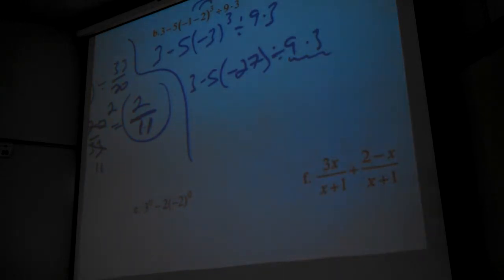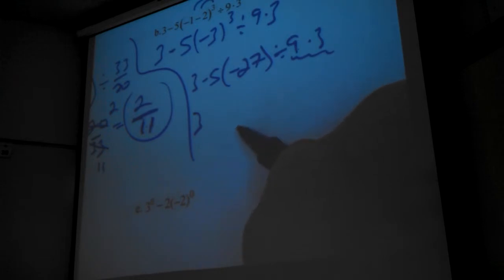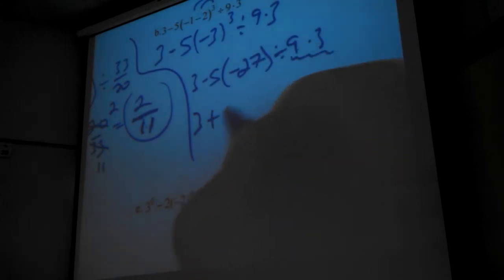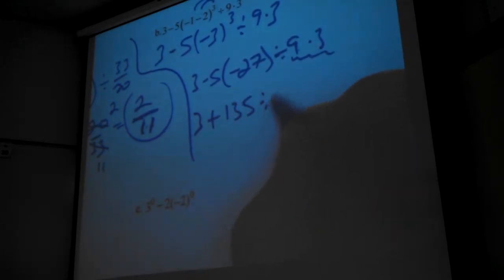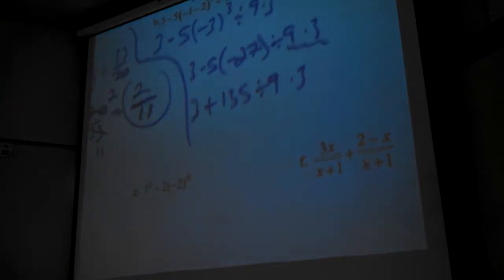But again, that's not fair. I'm not dividing by 27. I'm only dividing by 9. I do multiplication and division as it comes. So I take negative 5 times negative 27, which is 135. What kind of 135? Positive. So 3 plus 135 divided by 9 times 3.